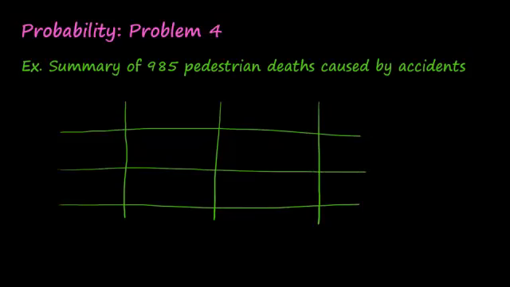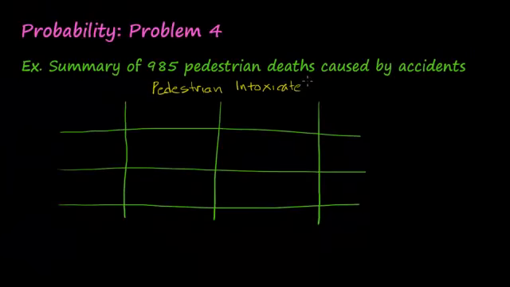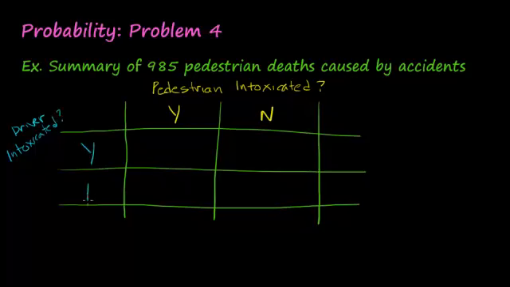In our columns, we have information about the pedestrian. Was the pedestrian intoxicated? And so the answers to that are either yes or no. On our rows, we have information about the driver. Was the driver intoxicated? With answers yes or no.